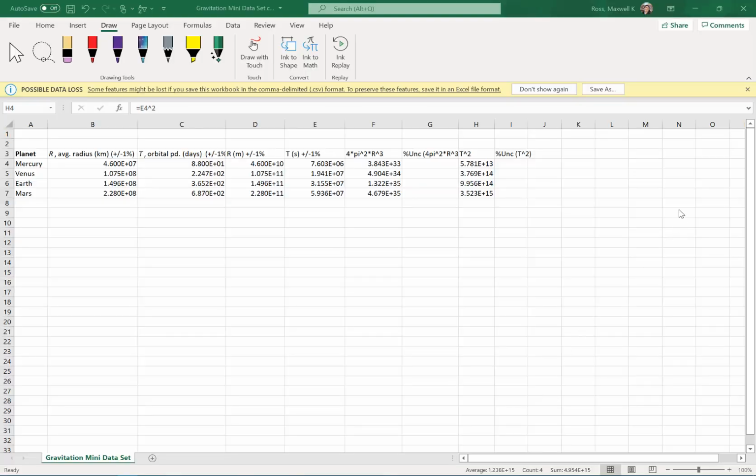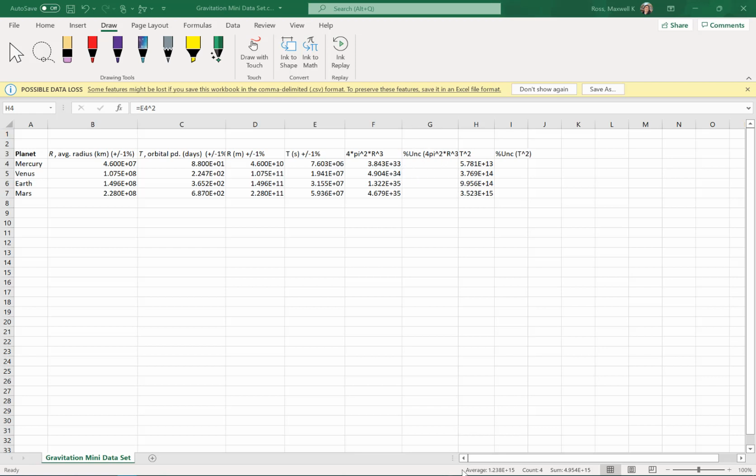Now, if we want to be able to graph this fully accurately, we're going to need error bars. And the error bars come from the uncertainty values. Since we're going to be graphing 4 pi squared r cubed against t squared, we need the uncertainties in 4 pi squared r cubed and the uncertainties in t squared. How are we going to get this? We have to use uncertainty propagation.